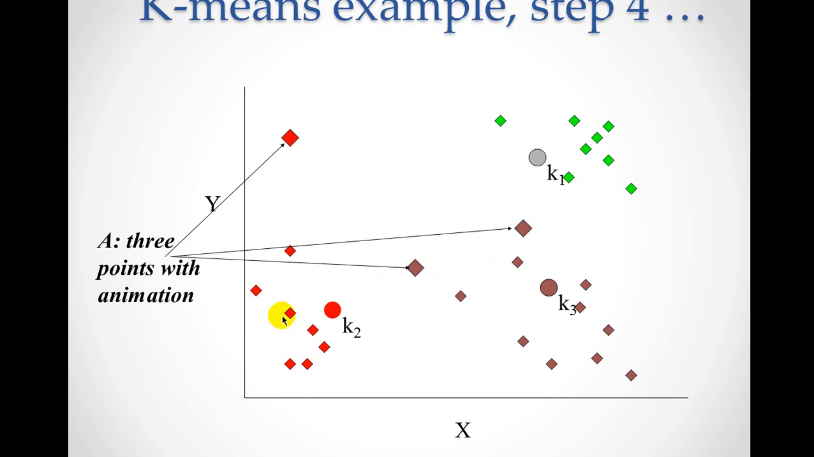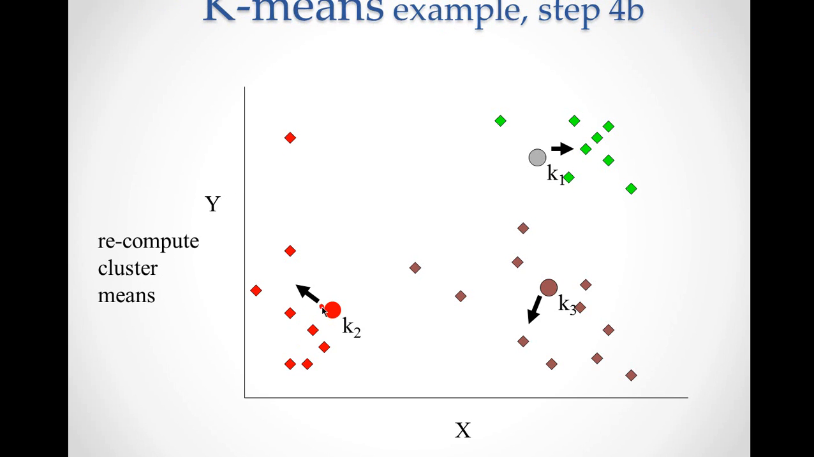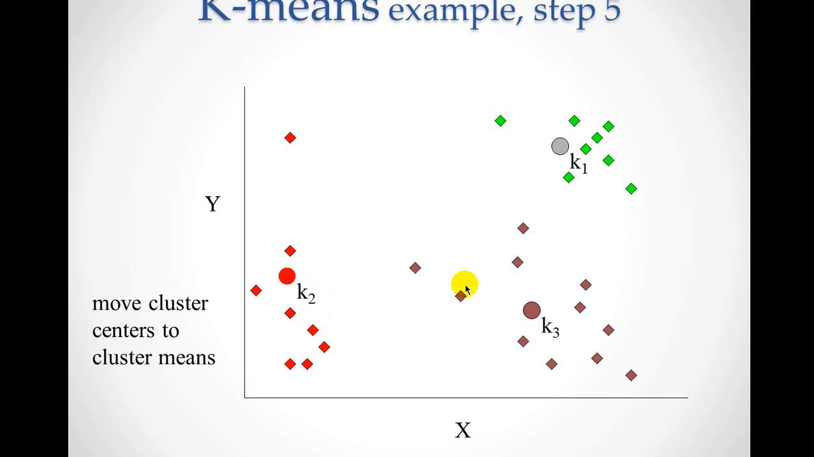Well, now we have a different set of points, so this is probably no longer the center. So we recalculate the center again. And same thing, this is probably no longer the center, this is probably no longer the center. So we move these to the new centers, and then we recalculate the membership again. And we just keep doing this repeatedly, and obviously the computer can do this very quickly. Recompute the cluster means. So this one goes here, this one goes here, this one goes there. Move the cluster centers to the cluster means.